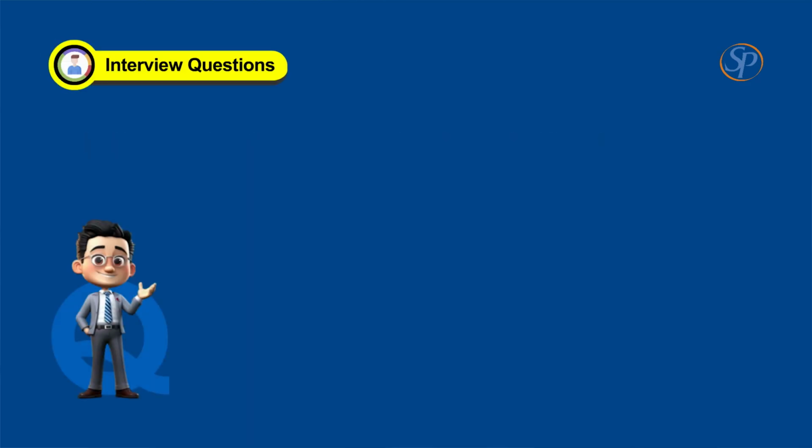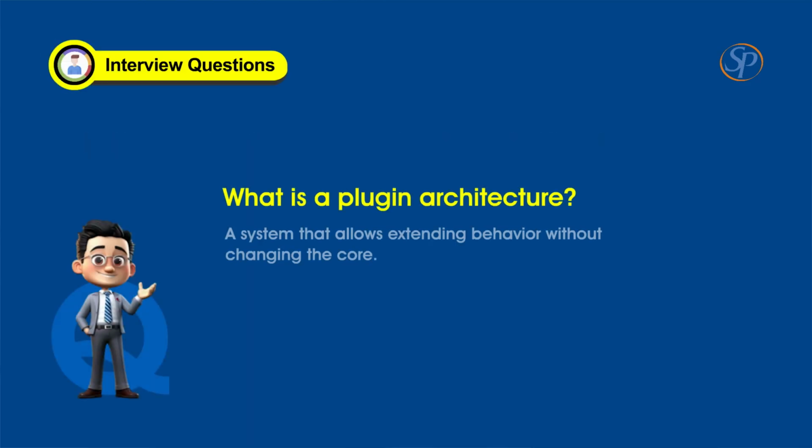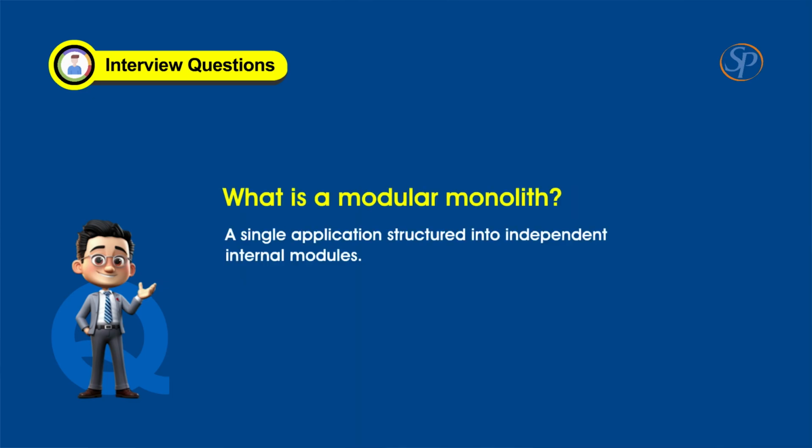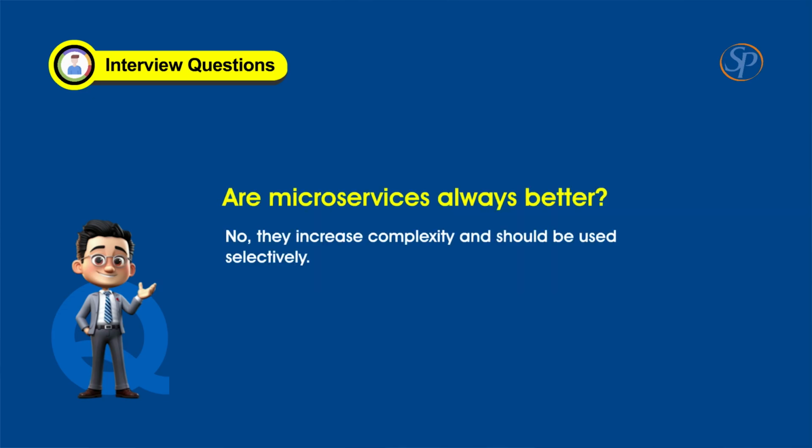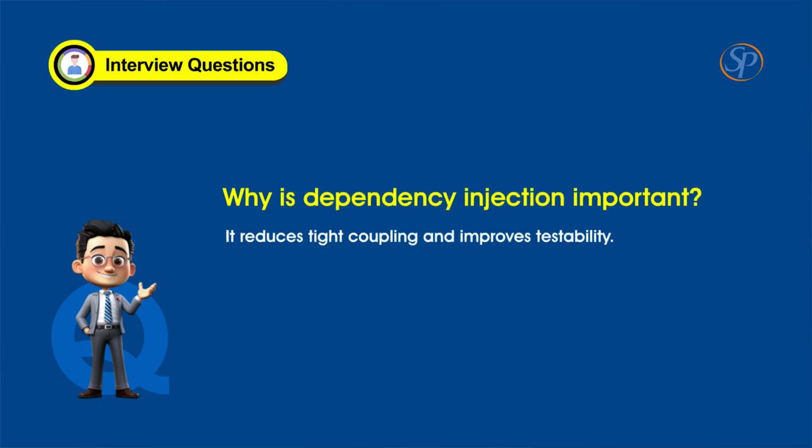A few interview questions. What is plugin architecture? A system that allows extending behavior without changing the core. What is a modular monolith? A single application structured into independent internal modules. Are microservices always better? No. They increase complexity and should be used selectively. Why is dependency injection important? It reduces tight coupling and improves testability.